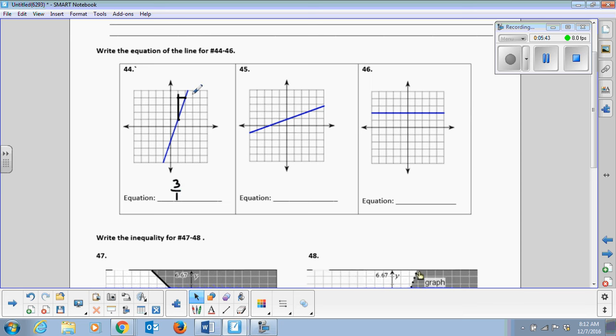This is a positive line because it's going up and to the right, so this is good. So 3 over 1x. And then I need to find my y-intercept, and that point happens right here, which is -2. So I'm going to have 3x minus 2. And I'm going to simplify this fraction, so my final answer will be 3x minus 2. Okay, so do the same for all of those. 46, you just need to remember if this is y equals or x equals, because this is at either 0 or undefined slope. But you should be good to go there.